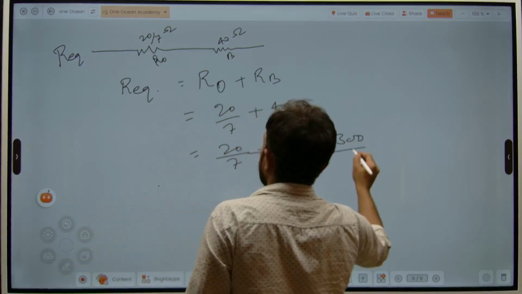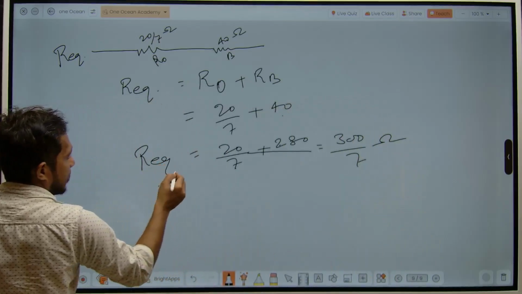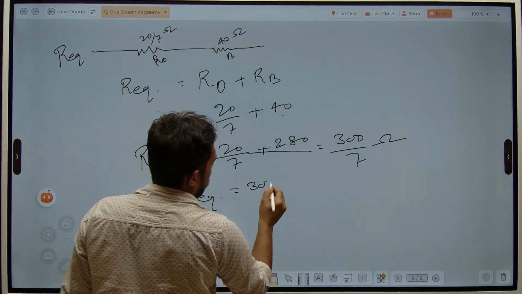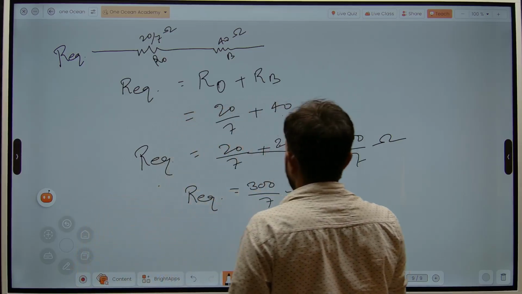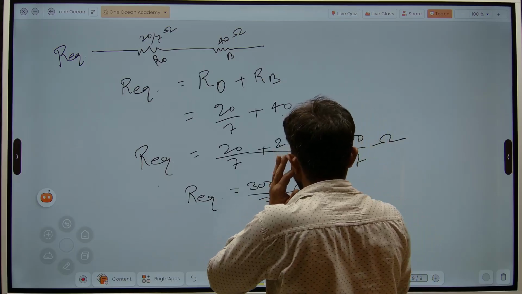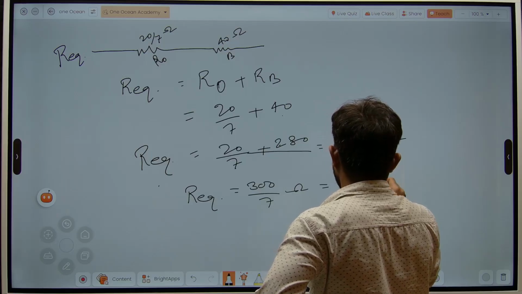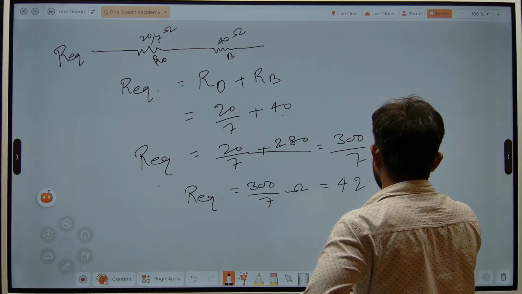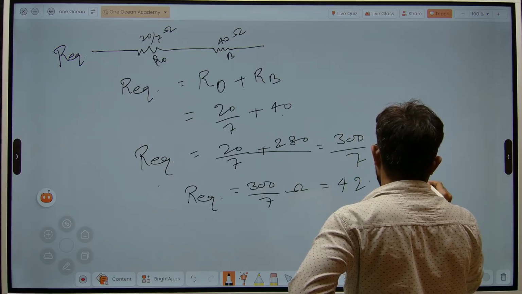So, the equivalent resistance in the given circuit is what? R equivalent is equal to 300 upon 7 ohm, and that will equal, on changing to decimal form, 7 4s are 28, 7 2s are 14, 7 8s are 56, so that is approx 42.85 ohm. Okay. So, this is the calculation.